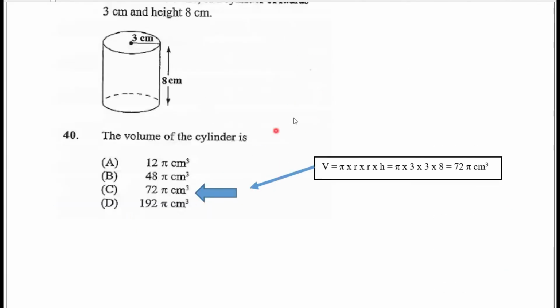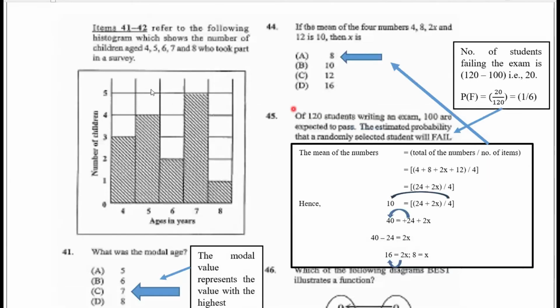So we've done 40 questions, class. 2/3 of the paper is done. And we are done with geometry. Yeah, we will now be going into another section in the syllabus, statistics. Statistics. So items 41 to 42 refer to the following histogram, which shows the number of children aged 4, 5, 6, 7, and 8 who took part in a survey. You all can see it here. Number of children versus age of the children in years.